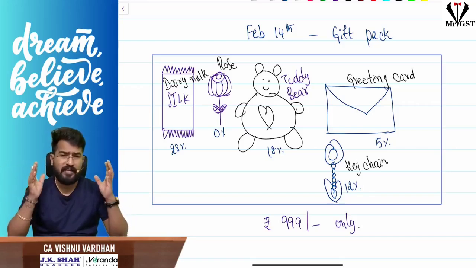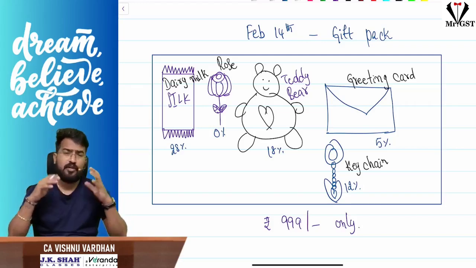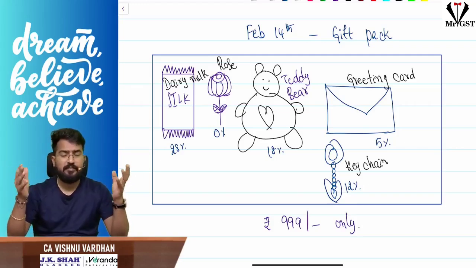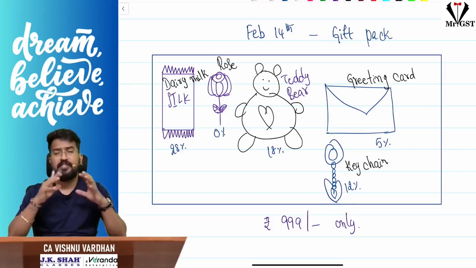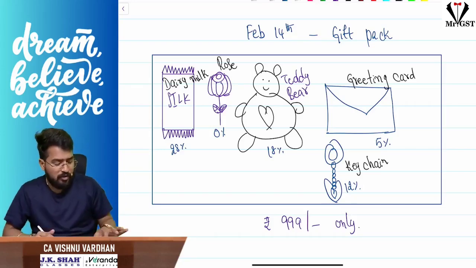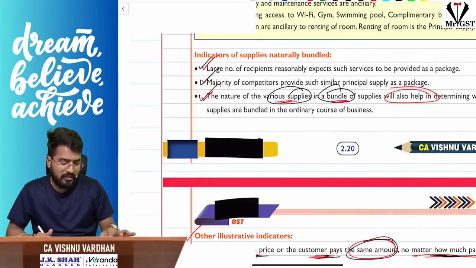Sir, how do I decide whether they are naturally bundled or not? That depends upon facts and circumstances. It is based upon the situation. So please take a cautious call there, right? So that is all about Section 8, composite supply and mixed supply.